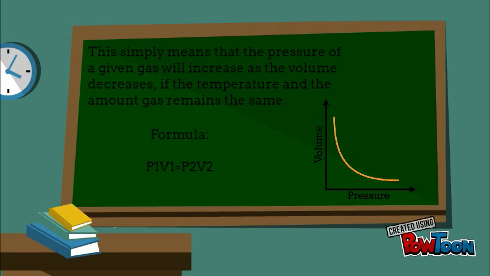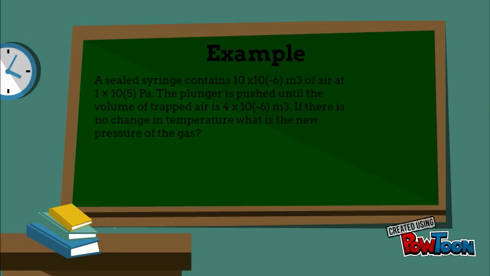The formula that best describes this would be P1 V1 equals P2 V2, where it is used to describe the same substance under different sets of conditions. To better explain this, I'm going to give you guys one example.